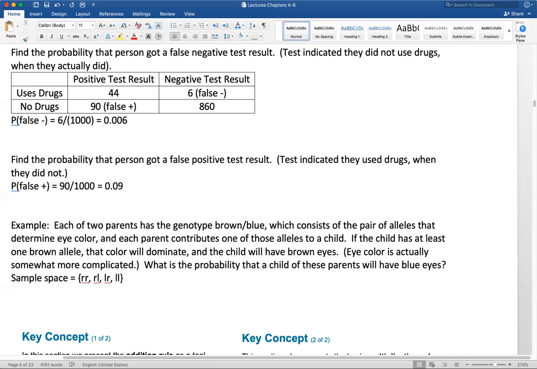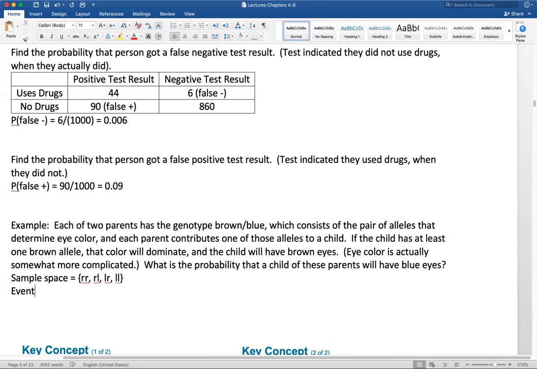Now, if the child has at least one brown allele, then that color will dominate, and the child will have brown eyes. So we're going to find out what outcomes contain at least one brown allele. That's going to be the event. So here the event is going to be RR, RL, and LR, because we're interested in the pair of alleles containing at least one brown allele, right?